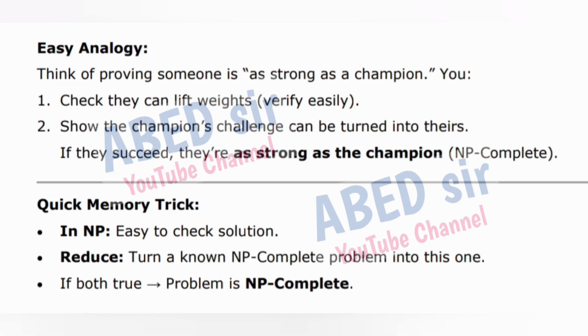Easy analogy. Think of proving someone is as strong as a champion. 1. Check they can lift weights, verify easily. 2. Show the champion's challenge can be turned into theirs. If they succeed, they're as strong as the champion, NP complete.